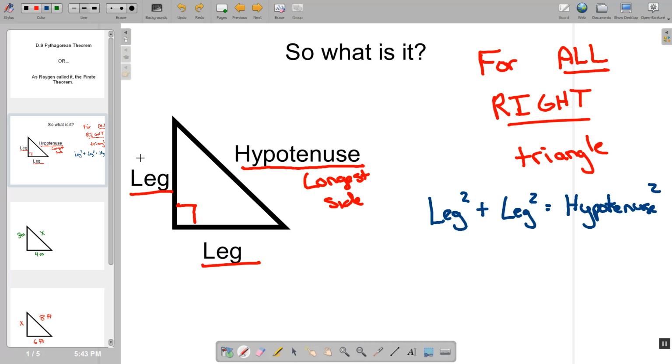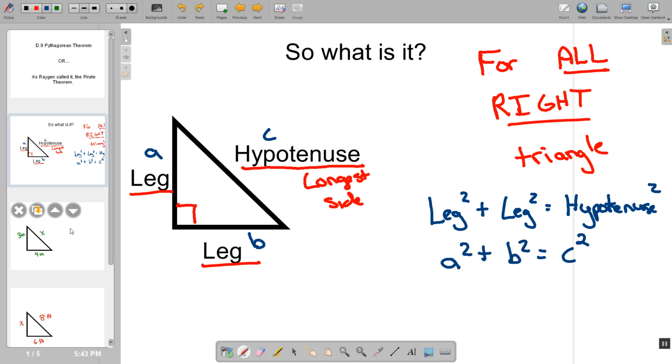The other way that you will see this written is if we call this side A and this side B, and the hypotenuse always has to be C, the statement A squared plus B squared will always be equal to C squared for any right triangle. And that is the Pythagorean theorem.